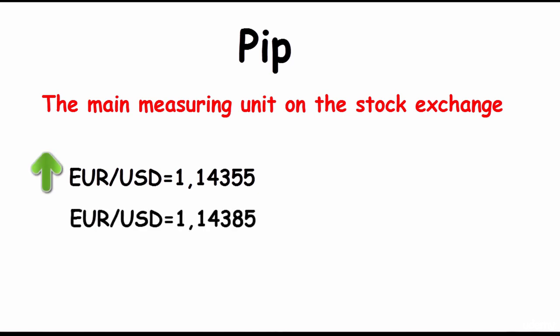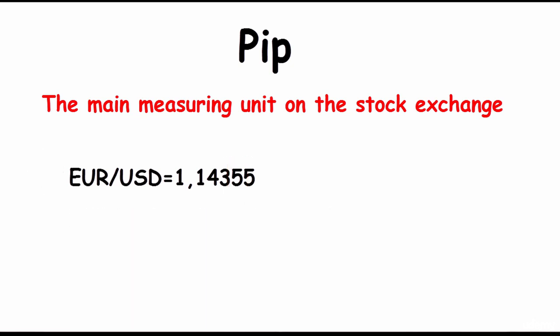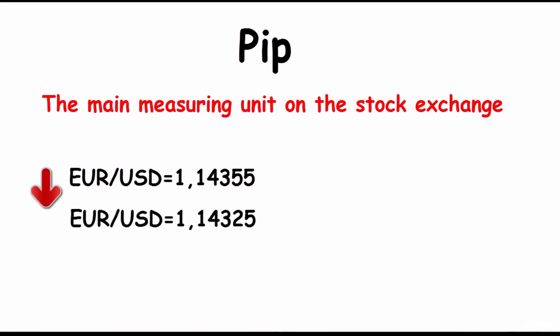If the value of the euro rose from 1.14355 to 1.14385, this means that the value of the euro rose by 3 pips against the dollar. In contrast, if the value of the euro fell from 1.14355 to 1.14325, this means that the value of the euro fell by 3 pips against the dollar.